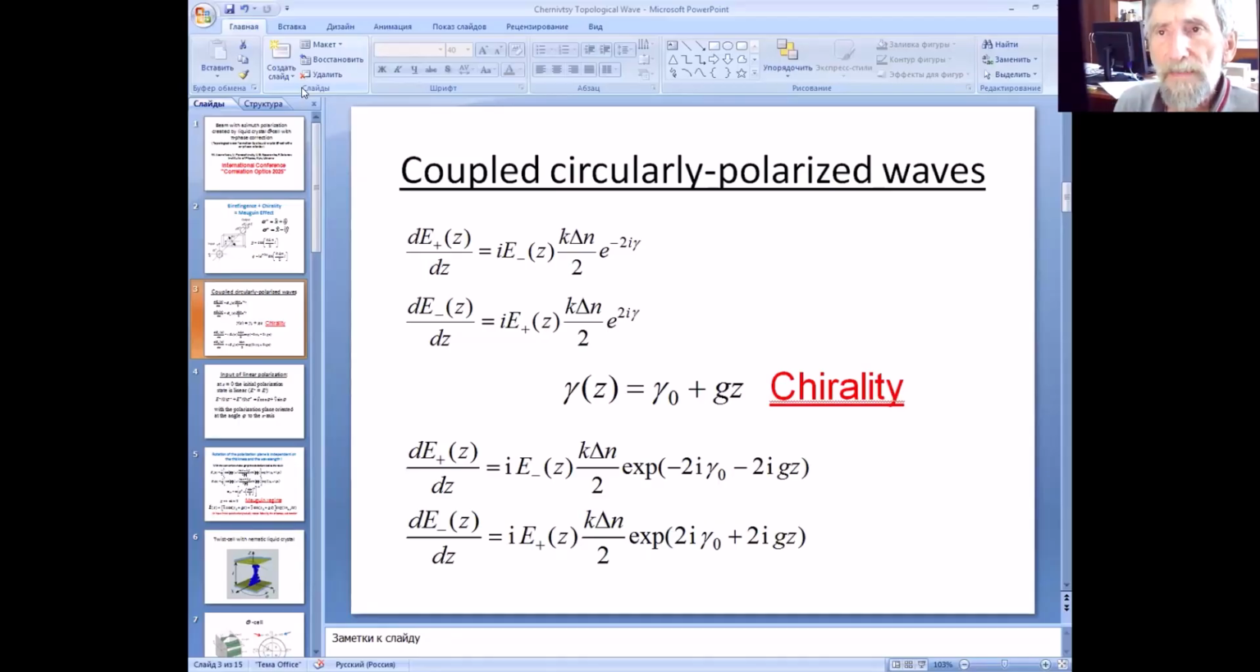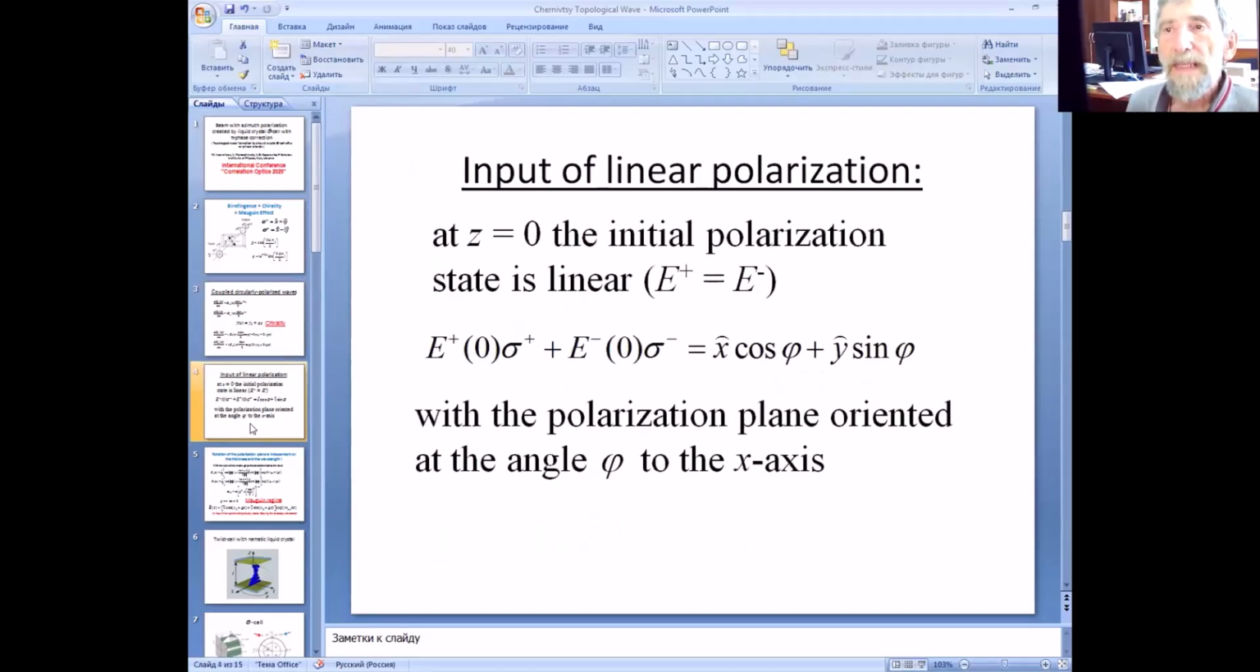The derived system of differential equations will be a little bit more complicated, but the solution is simple and straightforward. Then we use this solution for the case of the initial linear polarization, which is exactly the superposition with equal amplitudes of orthogonal circular polarizations.